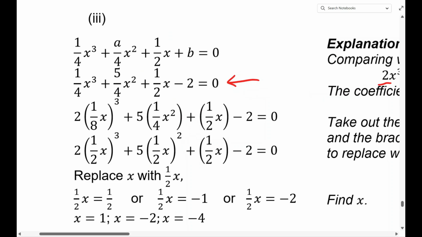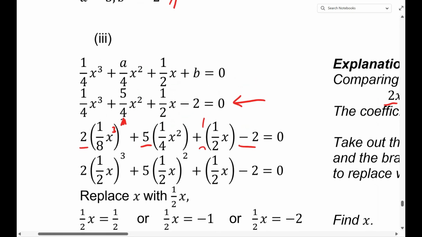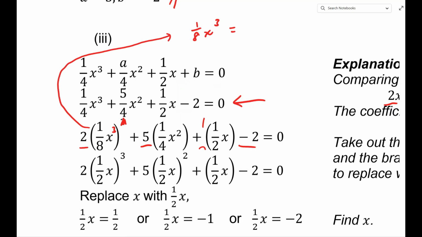Please note that there's an error and this cube is supposed to be inside the bracket. You can see that we factorized out 2, 5, an imaginary 1, and a minus 2. But everything inside the bracket is still different. How can we make everything inside the bracket the same thing? We can re-represent 1 over 8x cubed into 1 over 2 cubed x cubed. And you notice everything in this is cubed, so you can just take out the cube. So inside the bracket, you will have half x and then the whole thing cubed.